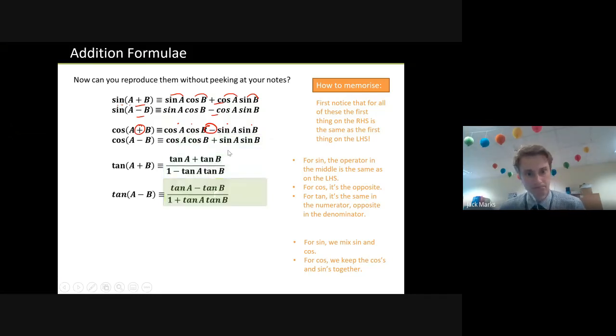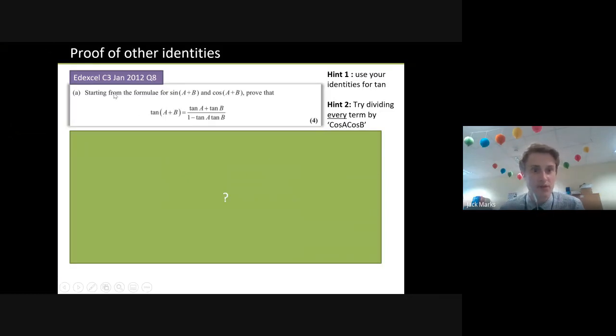And tan, well, tan is quite different. For tan, you can think of the top as the sum over 1 minus the product. We'll look at how to get that in just a moment. So starting from the formula for sine of A plus B and cos of A plus B, prove that tan of A plus B is equal to all this here.